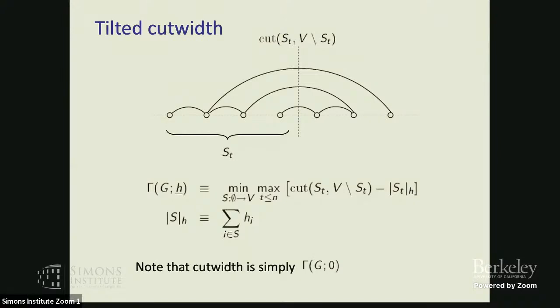You have to subtract the sum of h_i over i in S. That's the force that forces you from switching from action minus to plus. So you look at the difference of these two, you look at the maximum over all t, and then you look at the ordering that gives you the minimum of this quantity. That's the tilted cut width. The cut width of a graph is the one in which you drop this term, and you look at the maximum cut over linear orderings.